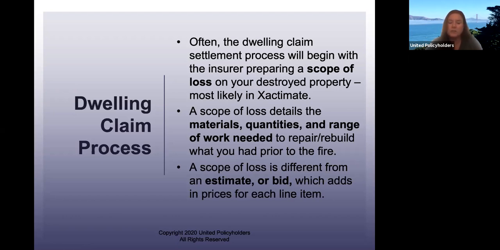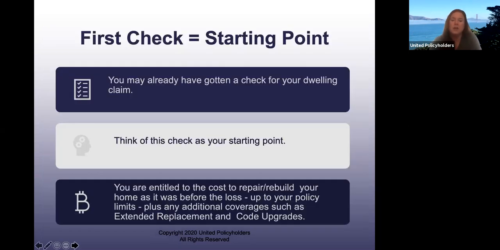The difference between a scope of loss and an estimate or bid, as they're sometimes called, is that the estimate adds prices, okay? So the scope is like what you're doing. The estimate is what you're doing plus how much that is going to cost, okay? Which is important because I'll show you. Okay, the first check is only a starting point. By now, hopefully everyone has received a first check as a starting point.